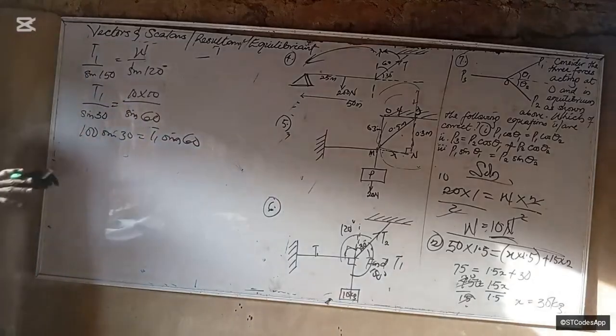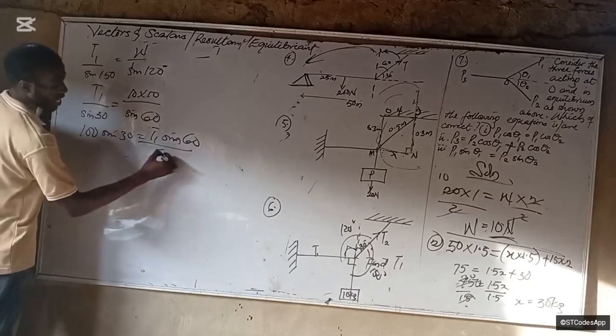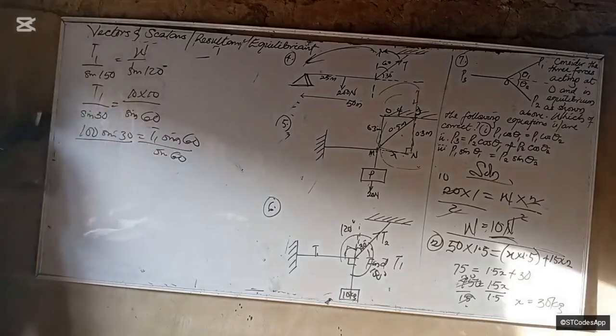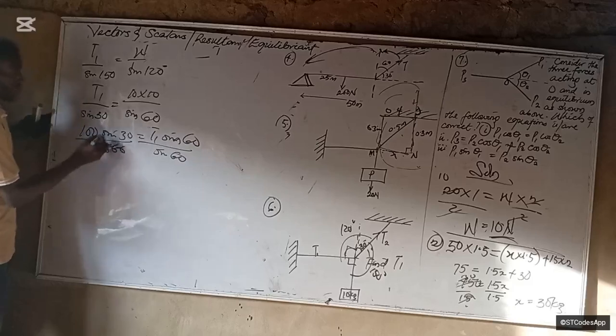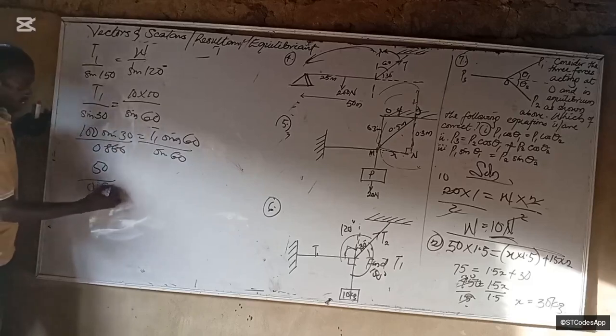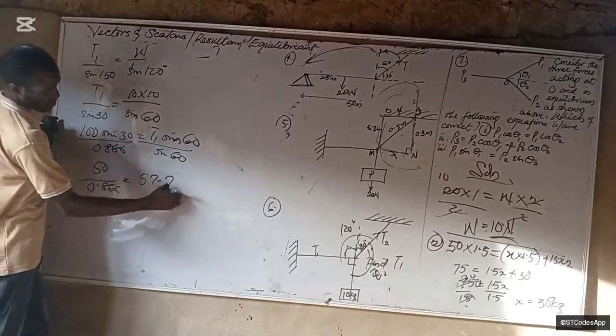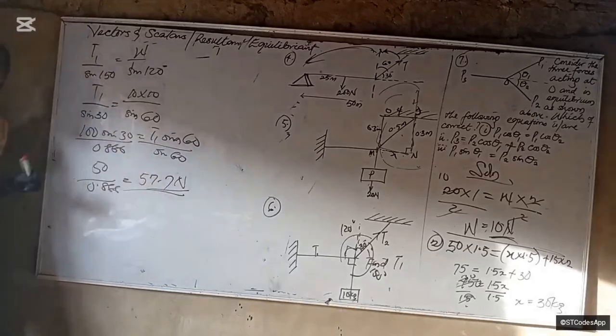I'm going to show you two methods. The second method was what I think she used. So in this case, we'll divide both sides by sine 60. And what is sine 60? Root 3 over 2, that's 0.866. So 0.5 times 100, that will be 50 divided by 0.866. What would that be? Can it be 57? 57.7 whatever Newton, right?